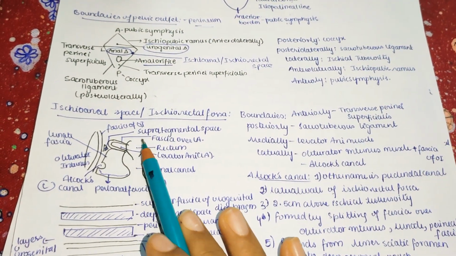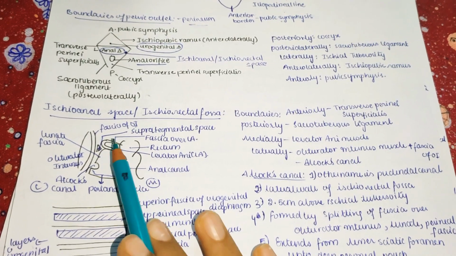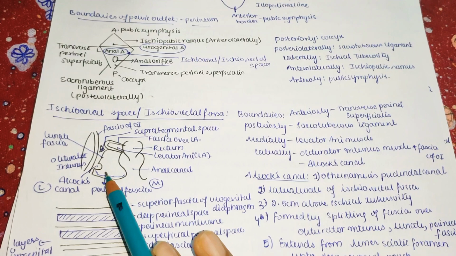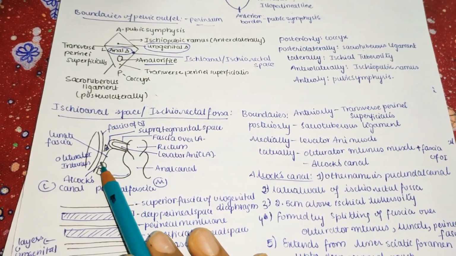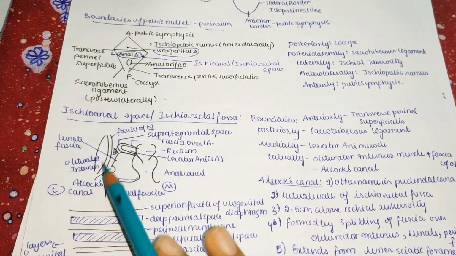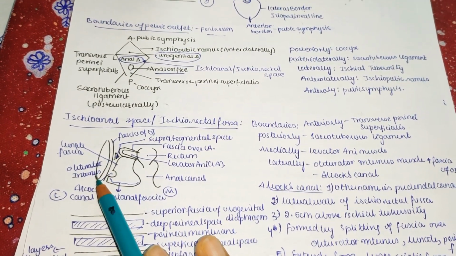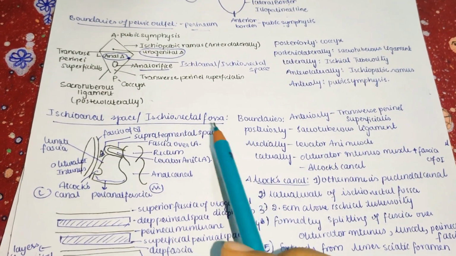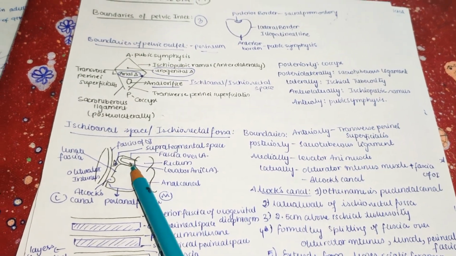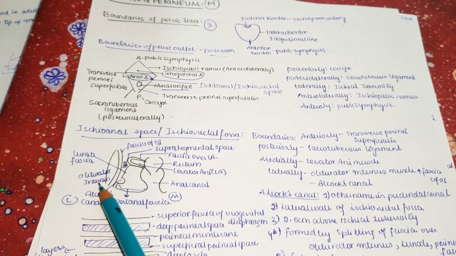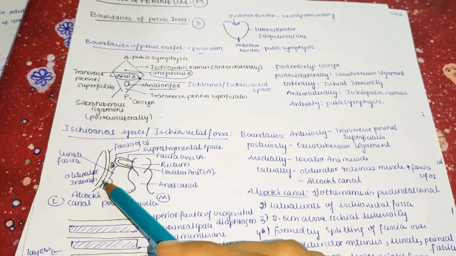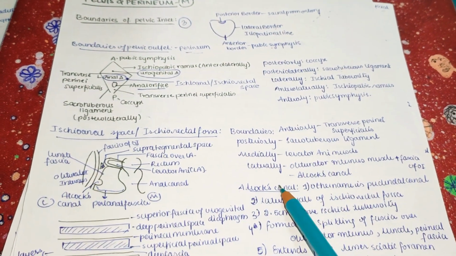In this diagram, this is the rectum, this is the anal canal, and this is the levator ani muscle, and this is the lunate fascia here, and this is the perianal fascia, and here you have a canal called Alcock's canal, also called the pudendal canal, and this is the obturator internus muscle. So if you see, this is the ischiorectal fossa. Medial to it, what do you have? Levator ani muscle. And laterally you have the obturator internus muscle, and also the fascia over the obturator internus muscle, and also Alcock's canal or pudendal canal. So these are the lateral boundaries.